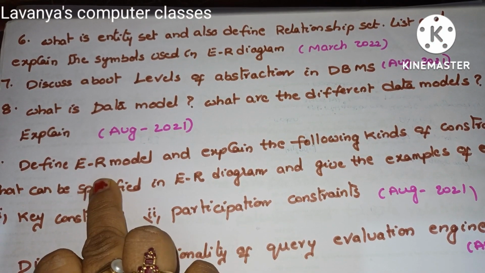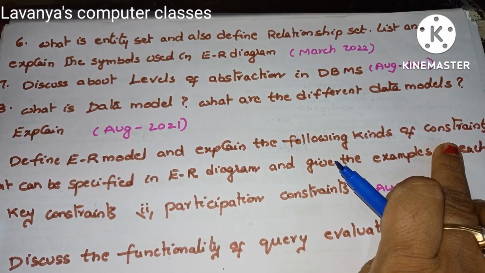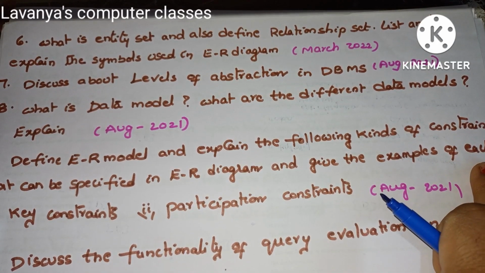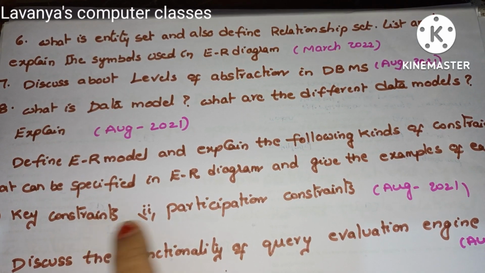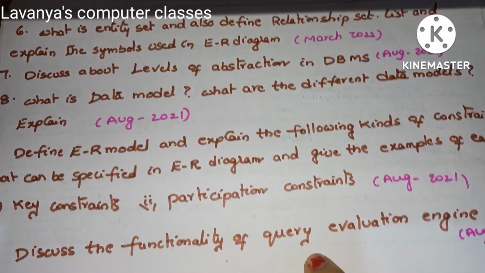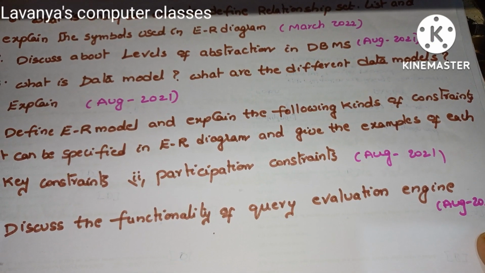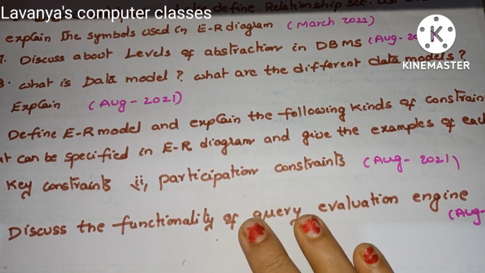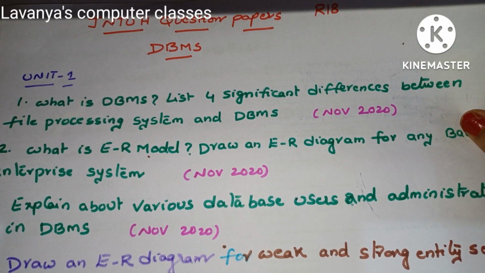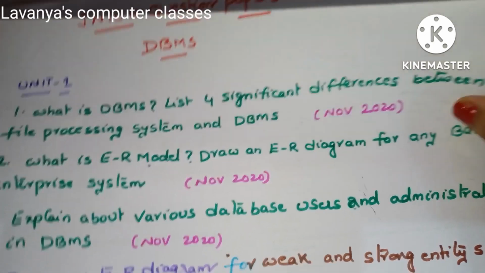Next again from ER model. Define ER model. Explain the following kinds of constraints that can be specified in ER diagram and give examples of each. What are the constraints? One is the key constraints. Second one is the participation constraints. That is August 2021. And discuss the functionality of query evaluation engine. This is from August 2021. So these all are the questions from unit 1, from the last 3 years papers, 2020, 21, 22. Okay, these are from unit 1.